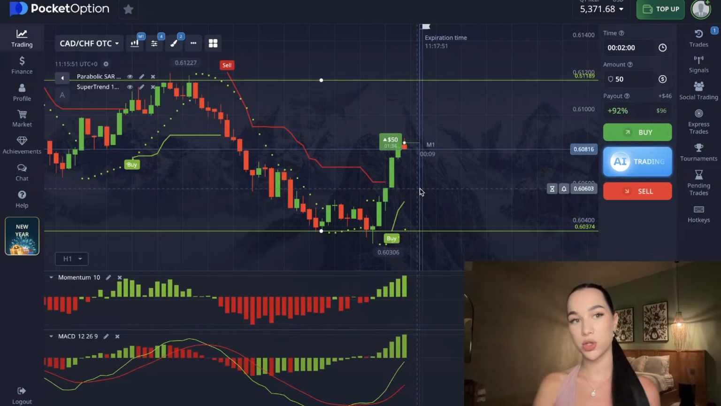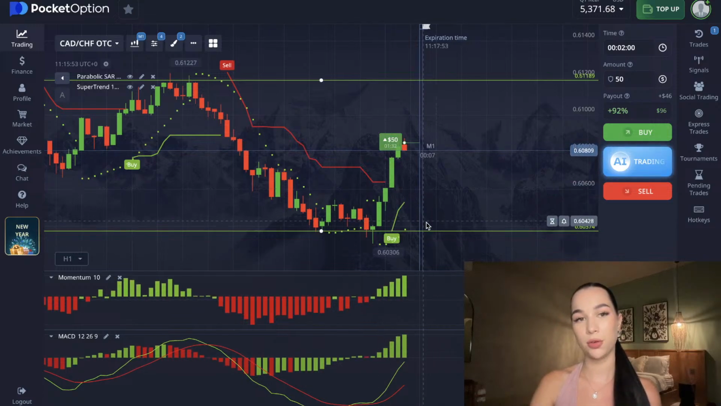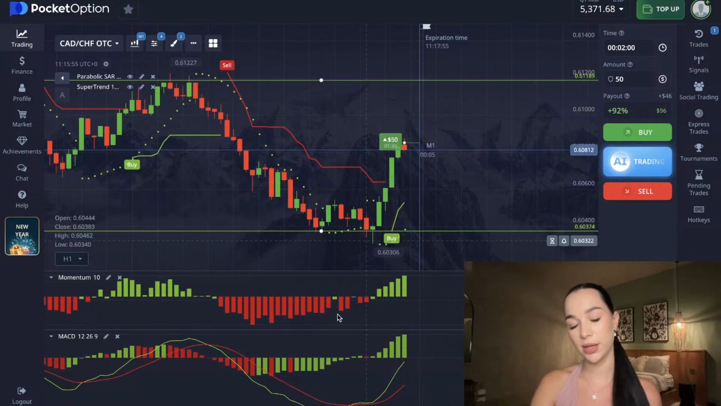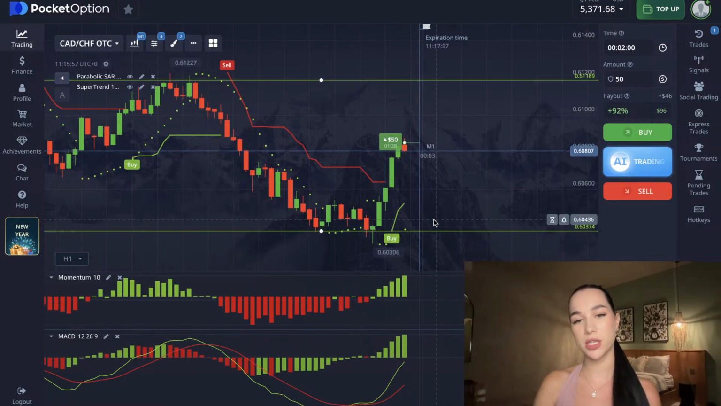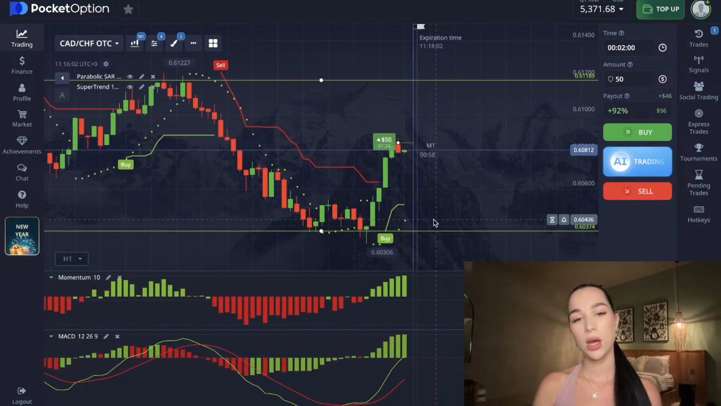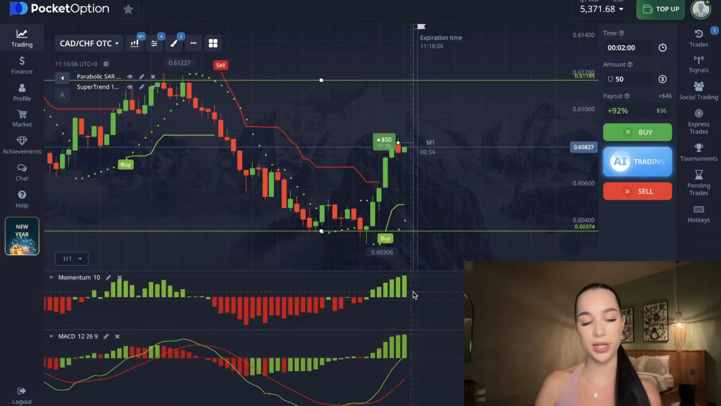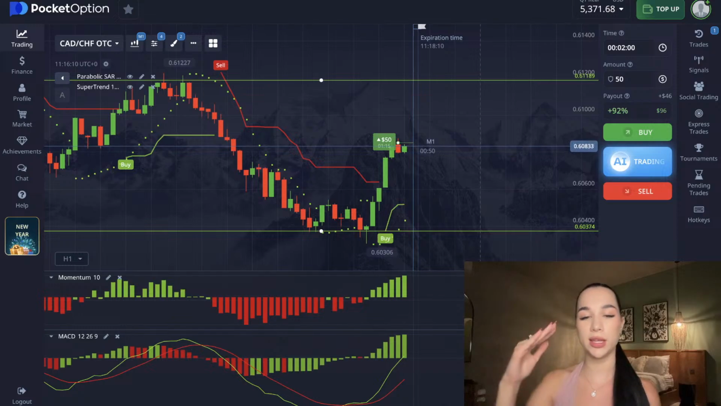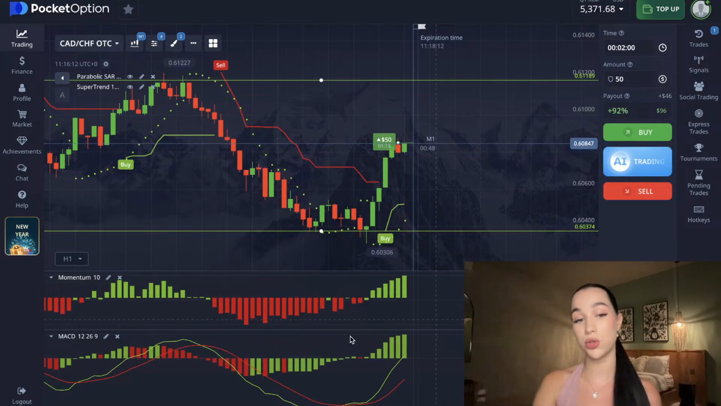So we can see from the SuperTrend indicator the buy signal, from the Parabolic SAR also the buy signal. The green points are moving from bottom to top. Also on the momentum indicator, we can see that the last 7 bars are green, and the last bars on the MACD indicator are also green, and they are above the zero level, and also the two lines of MACD are moving upward in the same direction.